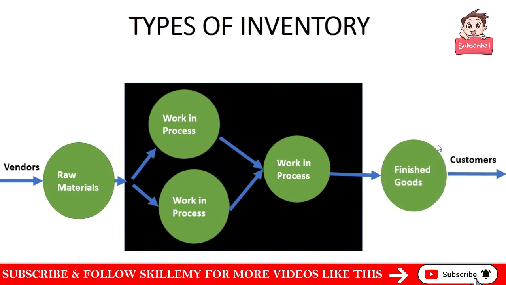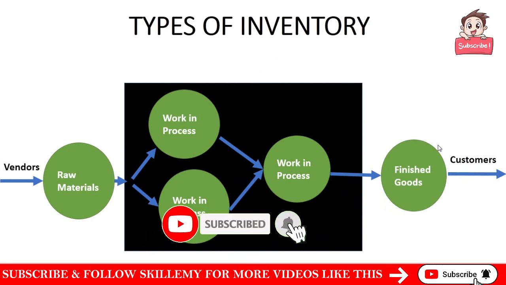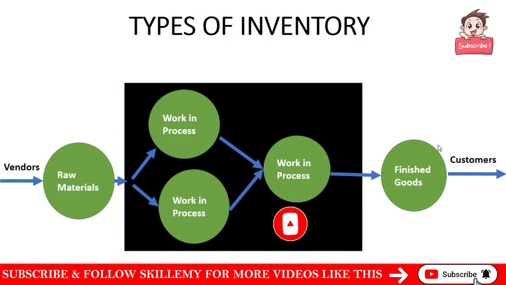If you look at this diagram, you can easily understand the types of inventory. First we get the raw material from the vendor and we do some work in process. After that we get the finished goods, then we sell to the customers. So raw material, work in process and finished goods are the types of inventory.